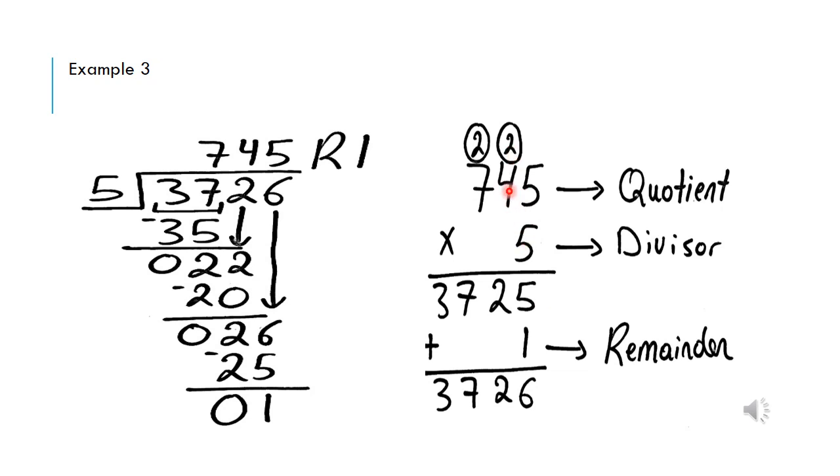5 times 4 is 20, plus 2, it's 22. 2 down, 2 over the 7. 5 times 7 is 35, plus 2, it's 37. Now I have to add the remainder, which is 1. So I have to add 1 to 3725. We will get 3726. The final answer obtained after multiplying the quotient with the divisor and then adding the remainder is equal to the dividend. So we solved correctly.